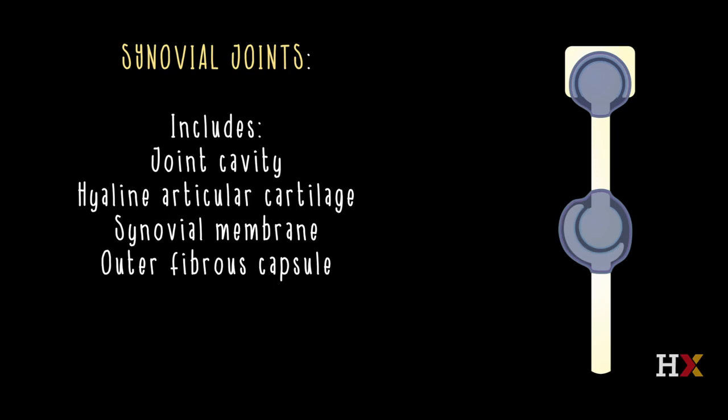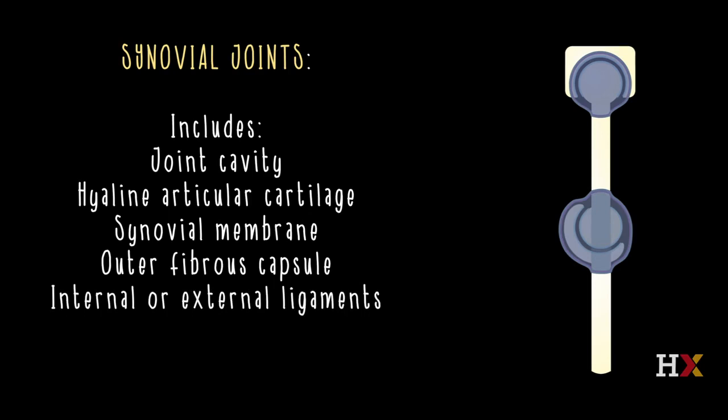And then finally, either outside the joint as external ligaments or on the inside of the joint as internal ligaments will be pieces of connective tissue that will limit the motions at the joints. So the features of all synovial joints include the joint cavity, the hyaline articular cartilage on the ends of the bones, synovial membrane lining the capsule producing synovial fluid, an outer fibrous capsule of dense connective tissue, and internal or external ligaments reinforcing the joint and preventing unwanted motions.